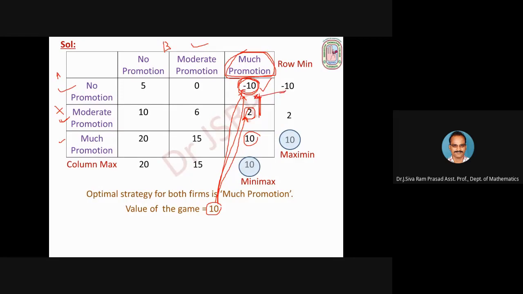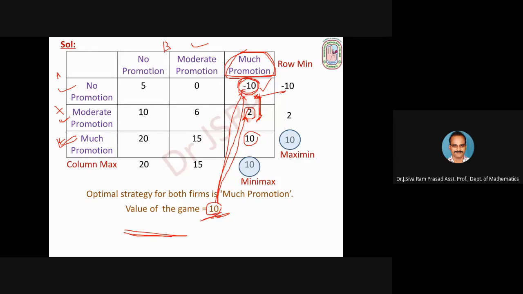In this case, it is minus 10. In this case, it is 2. Both are less than 10. So if player B follows theory and player A does not follow theory, the loss of player B is below 10. Okay. So according to this theory, player A always selects much promotion to increase his gain above 10, and player B always selects much promotion to decrease his loss below 10.